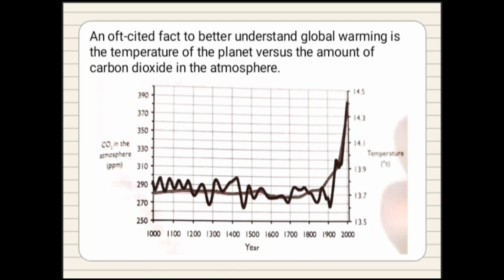An oft-cited fact to better understand global warming is the temperature of the planet versus the amount of carbon dioxide in the atmosphere. In the graph below, the x-axis shows the year and the y-axis represents the amount of carbon dioxide, or CO2, in the atmosphere, measured in parts per million, or ppm. It should be noted that the amount of carbon dioxide in the years before 1950 remains fairly constant but begins to climb afterwards.